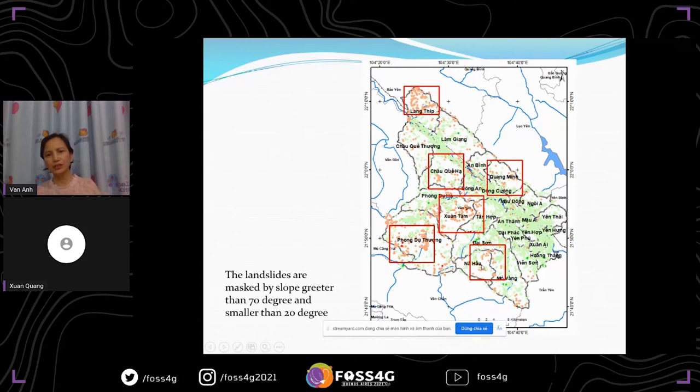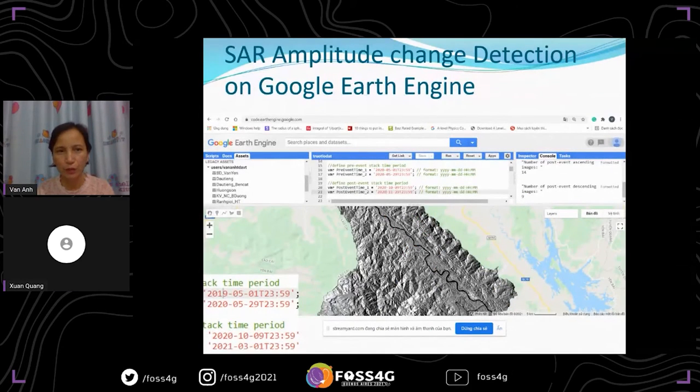But actually we still don't know exactly, comparing with the real landslide. So we did more data with that.